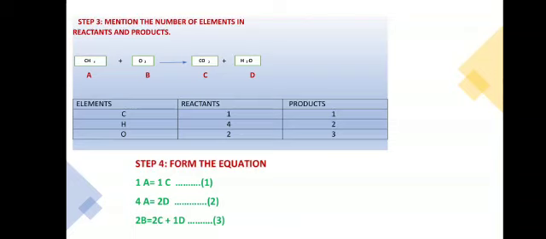From the above table we can form the equations. How we can form equations? You can see here the table shows C, carbon, reactant 1, product 1. So carbon in the reactant side, the alphabet I have given is A. In the product side, the alphabet for carbon I have given is C. So I can mention that as 1A is equal to 1C, right?